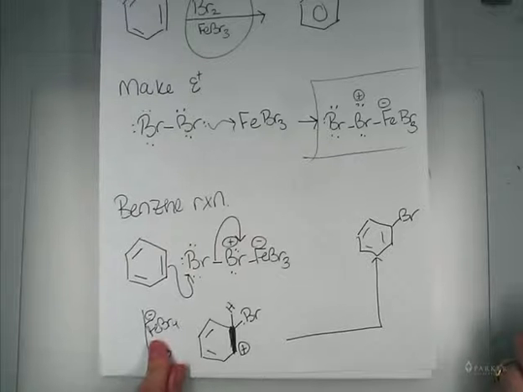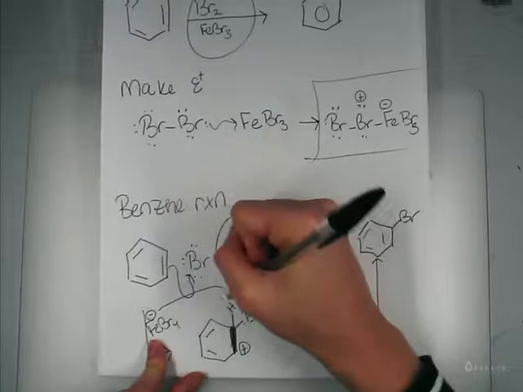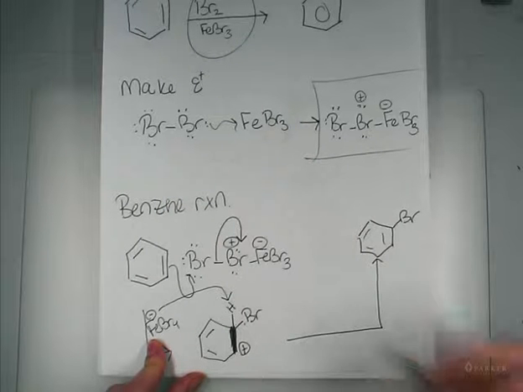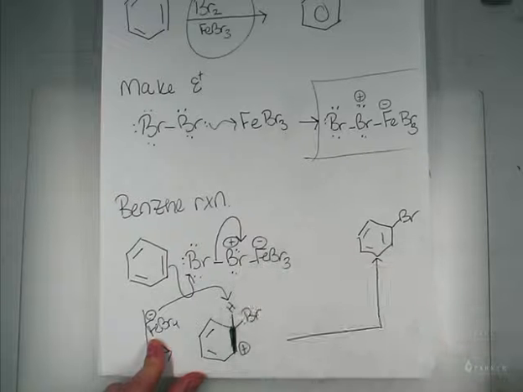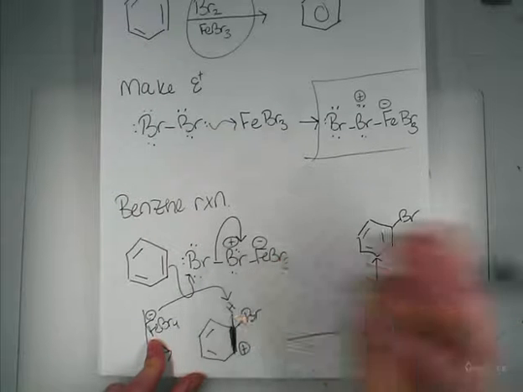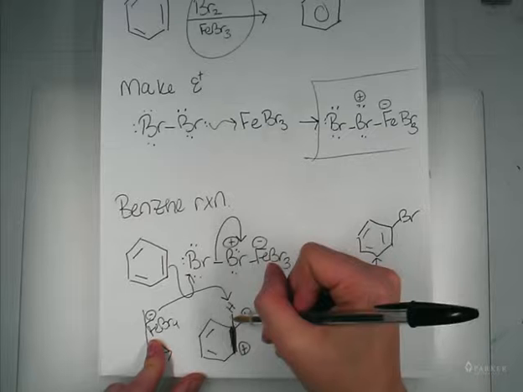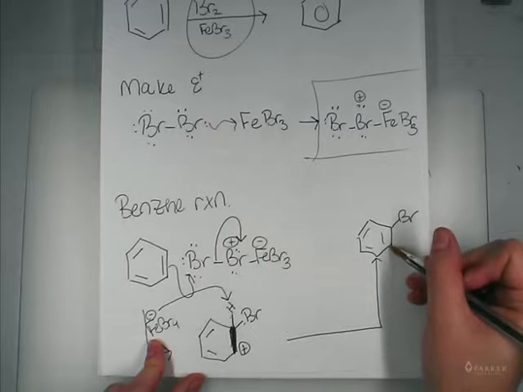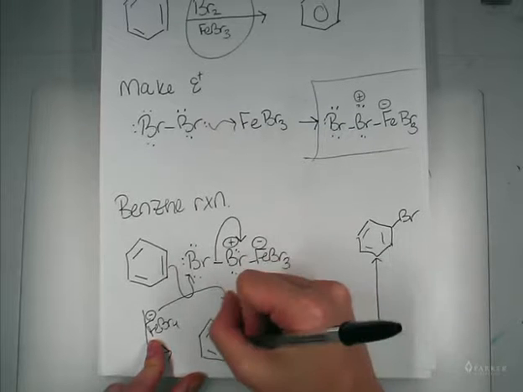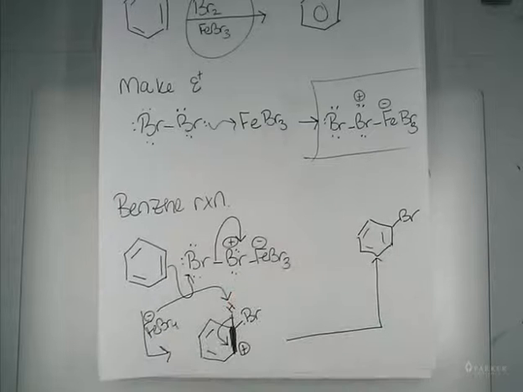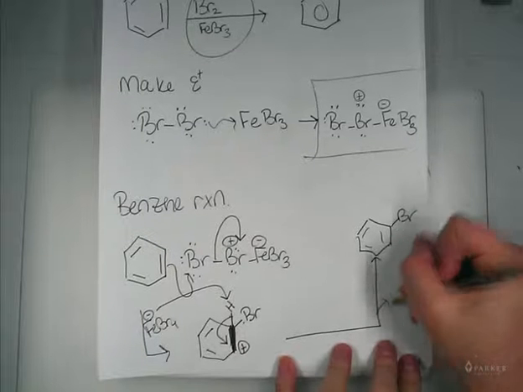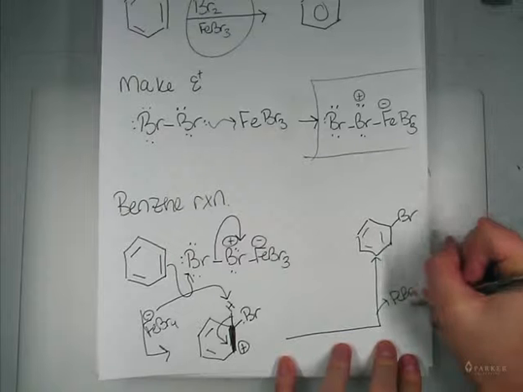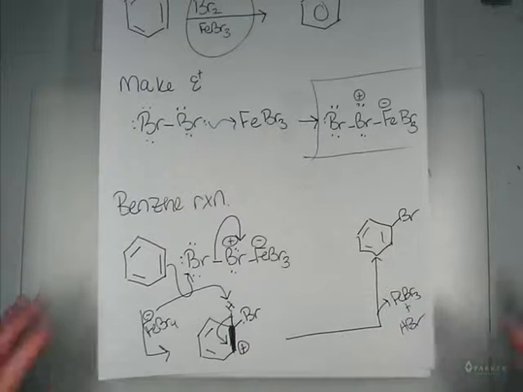Now, do you see that this iron is negatively charged? So it's going to act as a base, pull off that hydrogen, and where is hydrogen going to leave this bond? Yeah, it'll end up forming HBr, but where will this bond go to make this double bond? So it'll leave its electrons right here to form the double bond there. So this actually reforms FeBr3 plus HBr, if you want to know.